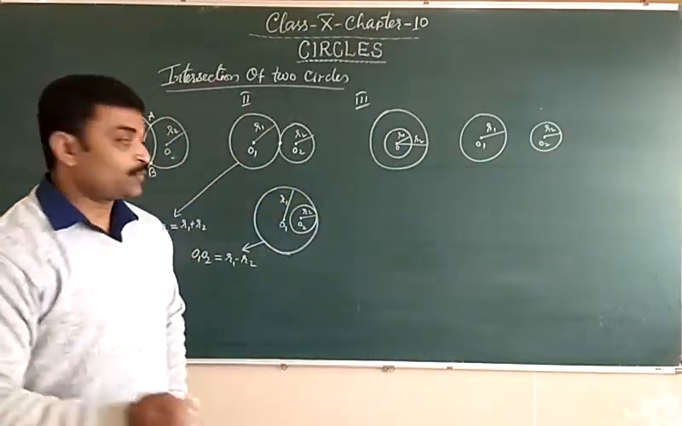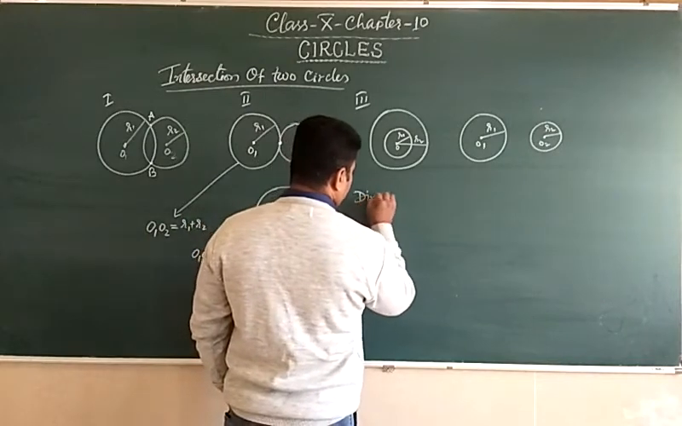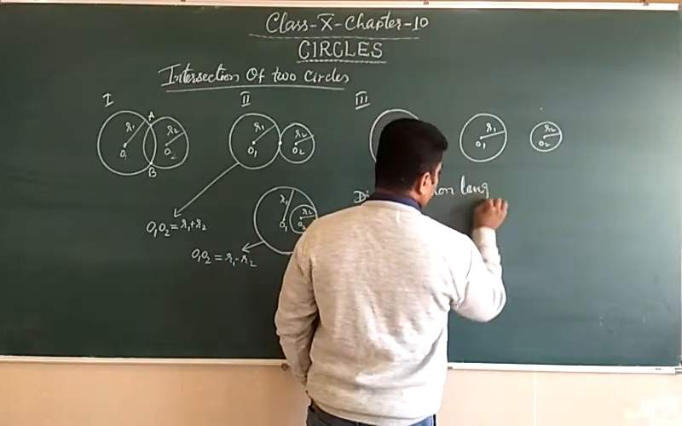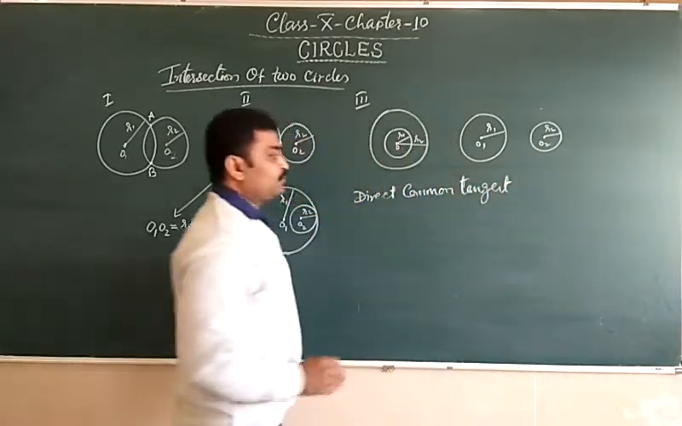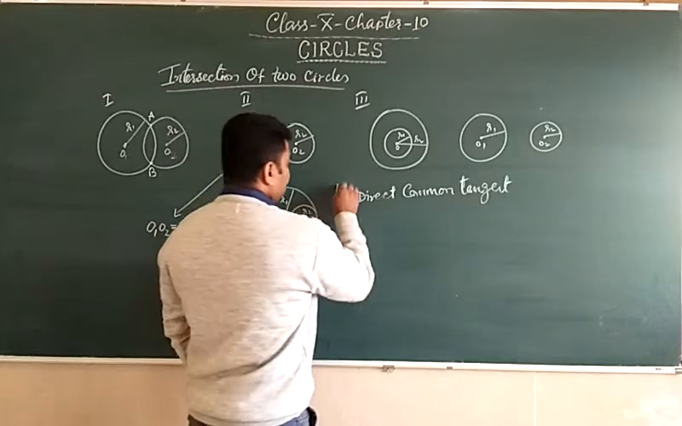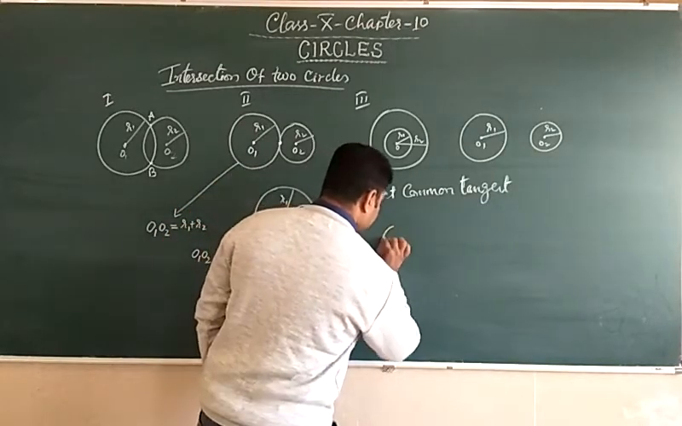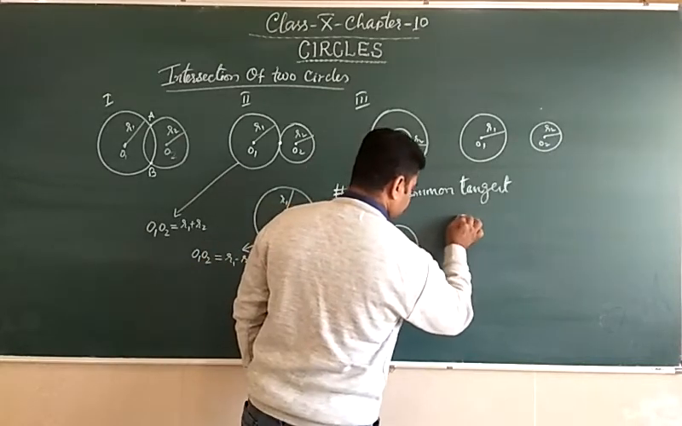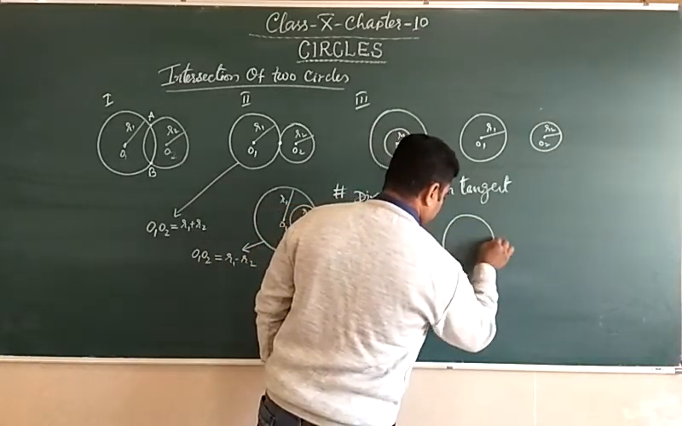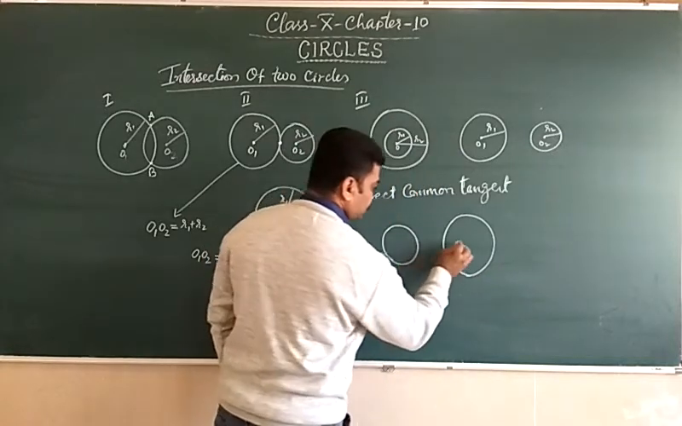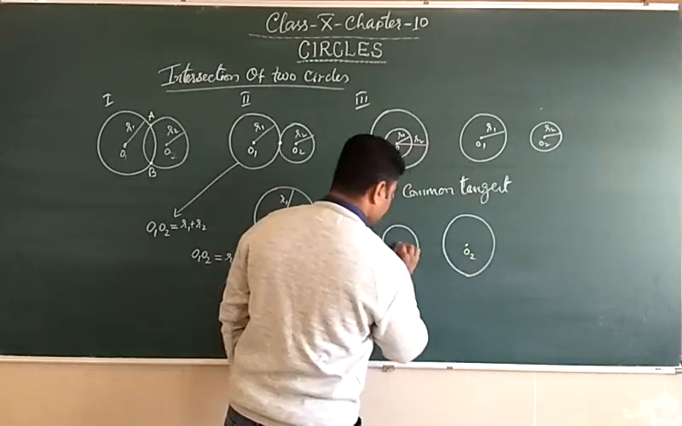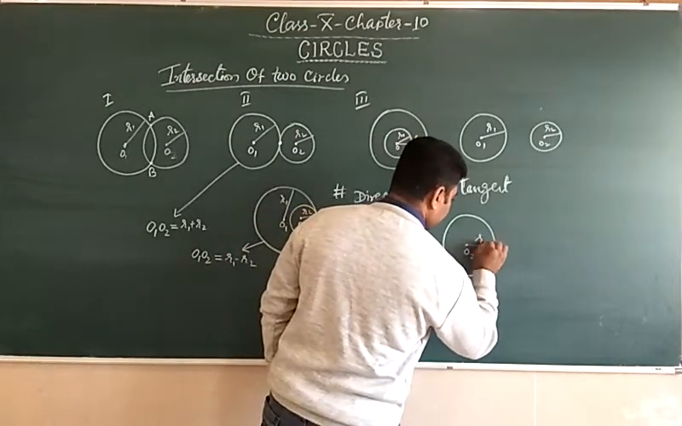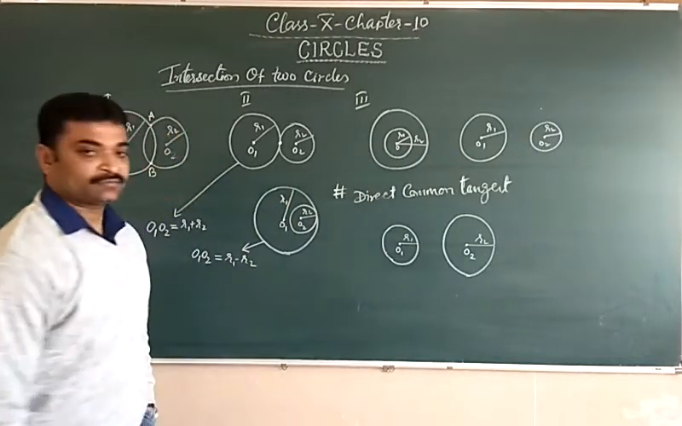What is direct common tangent? See, I am drawing two circles. Clear? It is O2, it is O1, radius R1 and radius R2. Clear?